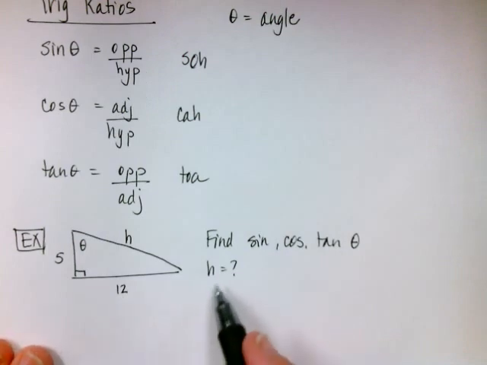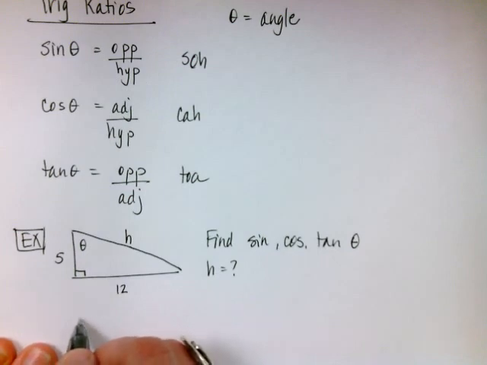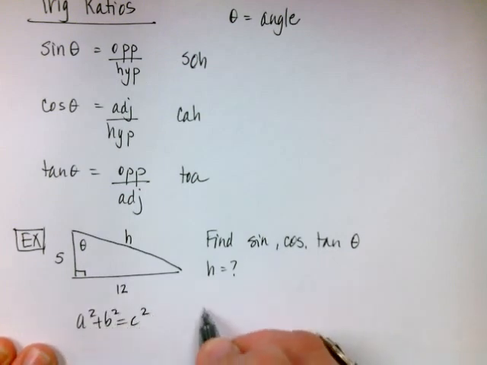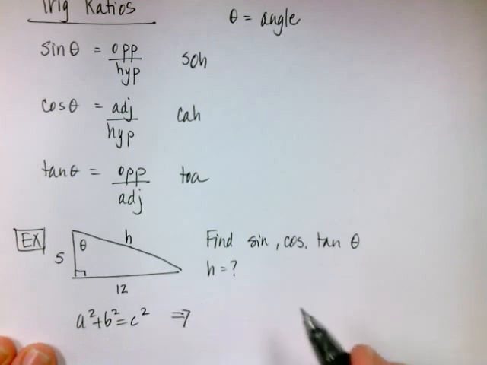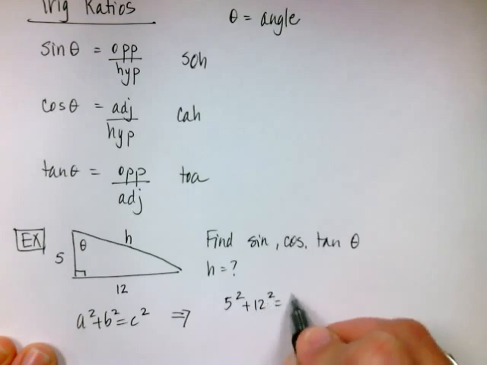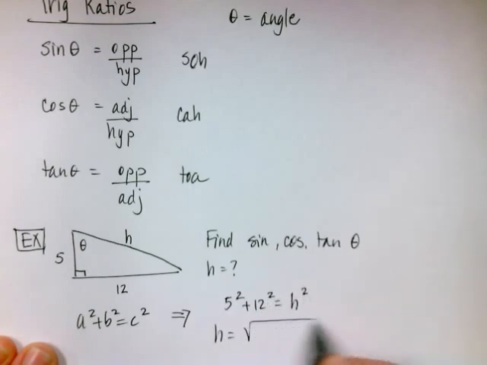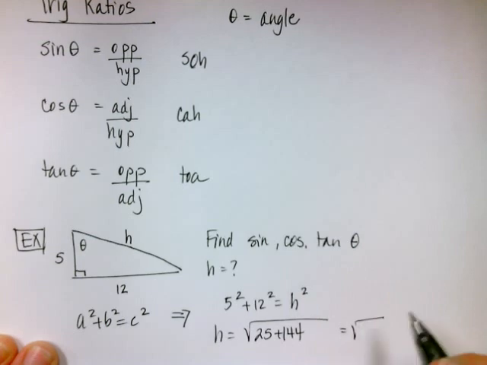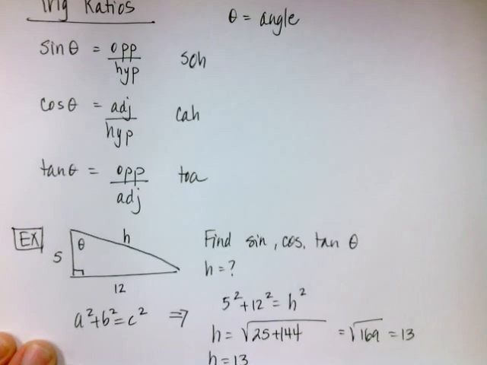All right, so if I find h, I'm going to use the Pythagorean theorem, which says a squared plus b squared is c squared. So I'm going to say 5 squared plus 12 squared is going to equal h squared, or h is going to equal the square root of 25 plus 144. Oops, I forgot the 1. That's the square root of 169, which is 13.